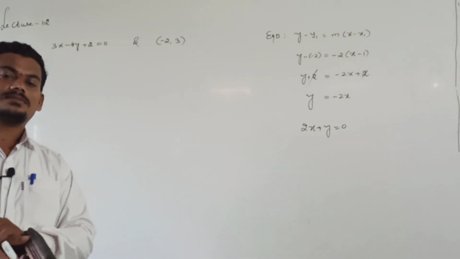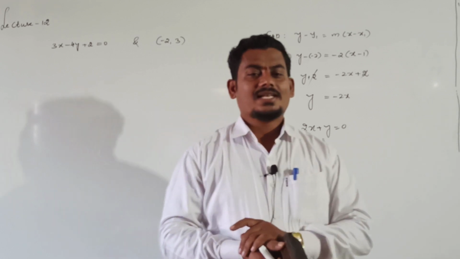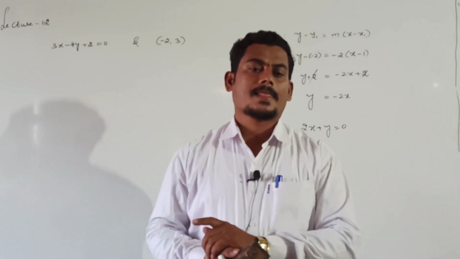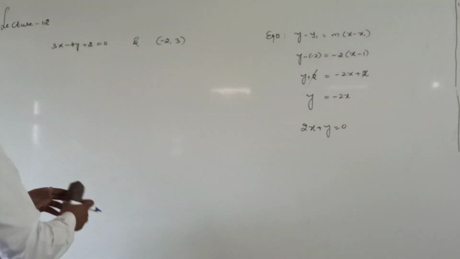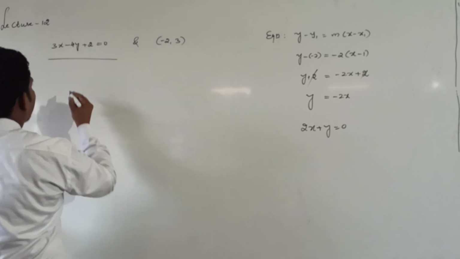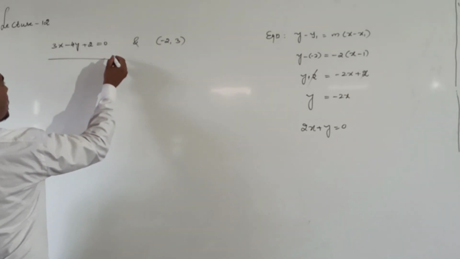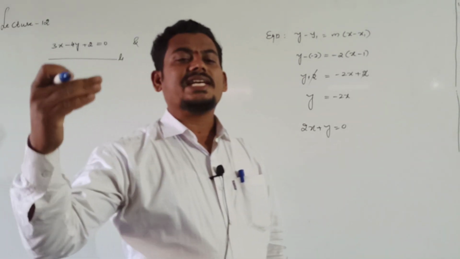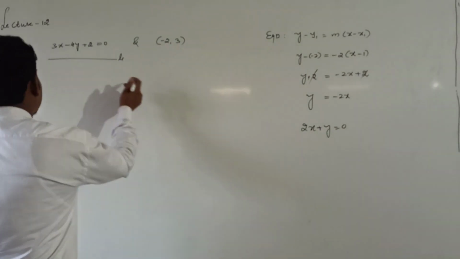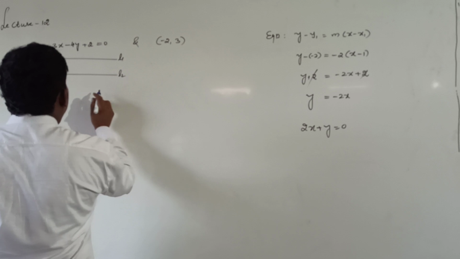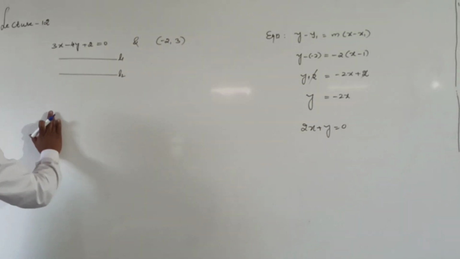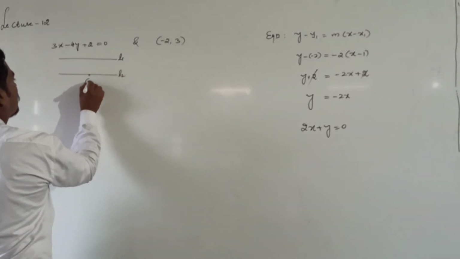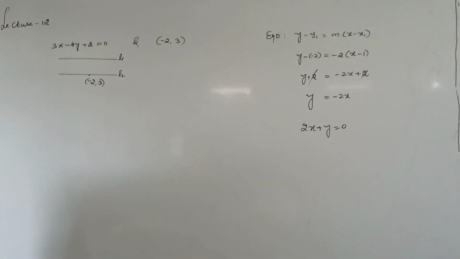Can you solve this question? Yes, you can solve this question, right? How to solve it? Our required line is parallel to the given line, and its equation is 3x minus 4y plus 2. Take this as L1 and find the equation of the line which is parallel to the given line. Clearly line 1 and line 2 are parallel, and line 2 passes through this point, minus 2 comma 3. Then find its equation.